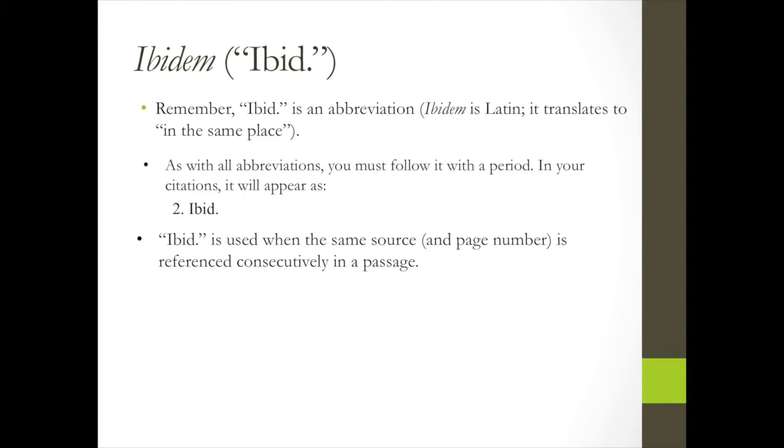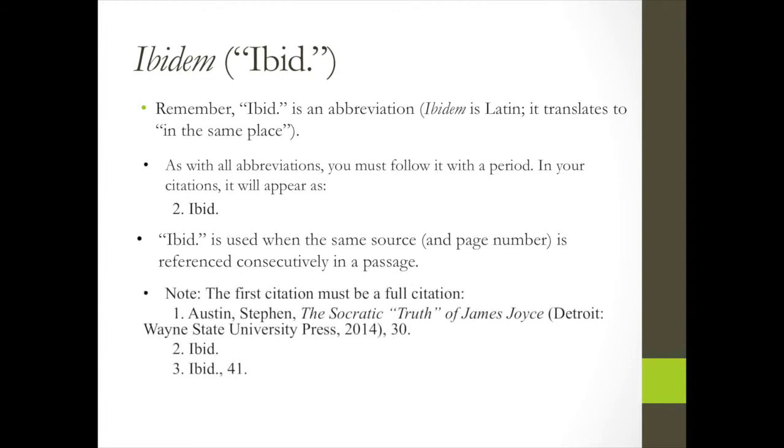So what we'll do now is look at how a complete set of footnote citations will occur in a Chicago formatted paper. Note again, as I said before, the first citation must be a full citation. So we have the author's name and the title of the book, publishing city, and the publisher and the year, and then finally the page number. The second citation is just ibid. So what this is telling the reader is that you're referring to the same source that you referred to with the first citation.